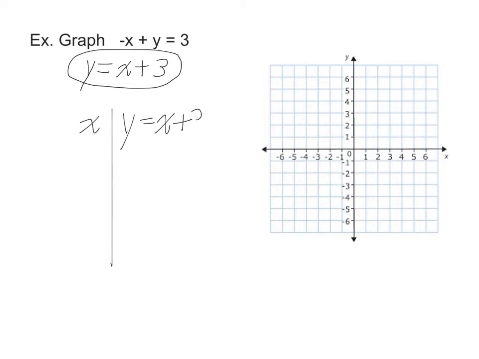When making your table, you can plug in any x values that you want. We just want to get a good idea about what the line looks like. So at least we'll do 3 points. I usually choose some easy ones, like 0, for instance. If that's the case, 0 plus 3 equals 3. This corresponds to the dot 0, 3.